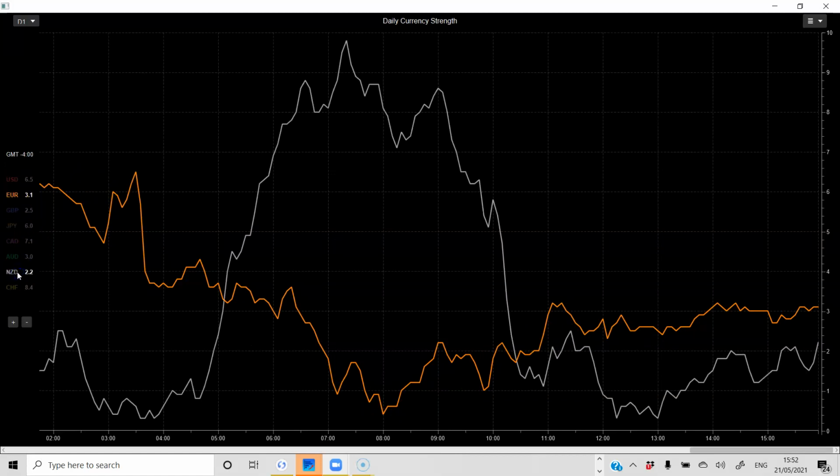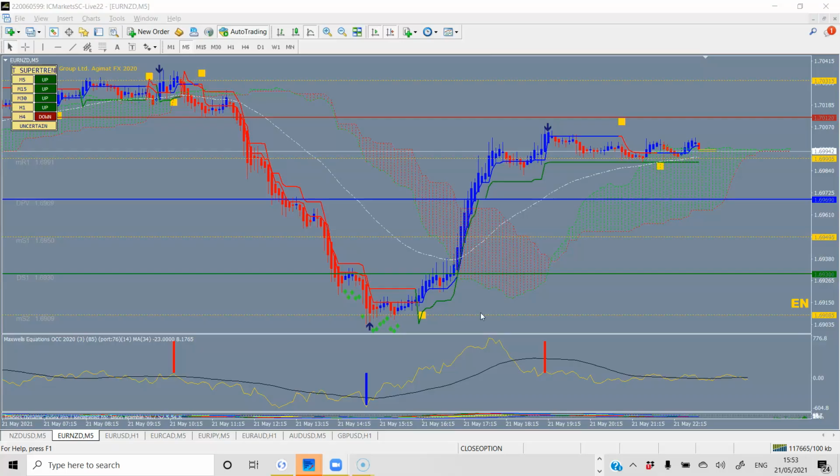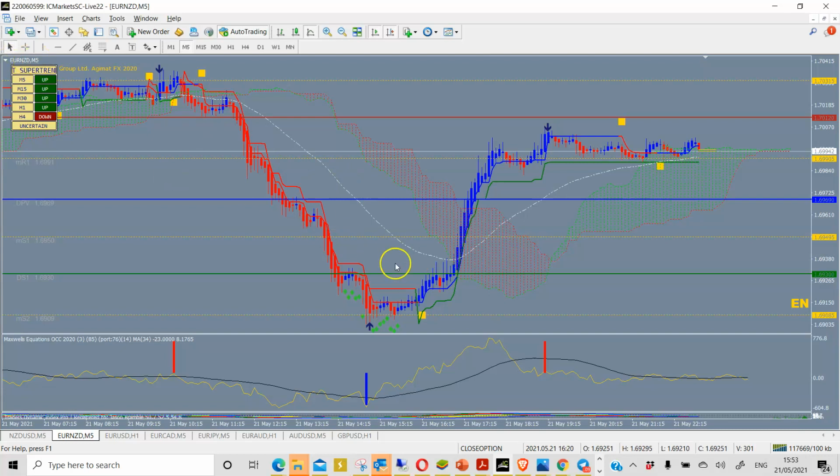The New Zealand got slammed today, big time as well. So you can see price just after 10 o'clock my time. I saw the weakness in the Kiwi, and it just continued like that for the rest of the day. Even on my chart, if I go back to the Kiwi dollar, in fact, this one is just the euro against the Kiwi.